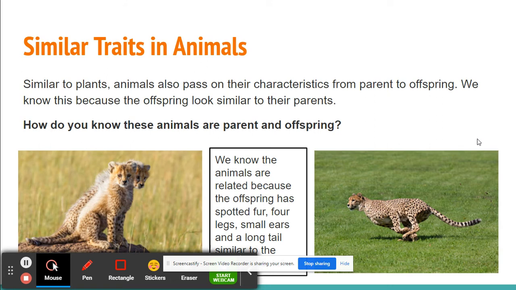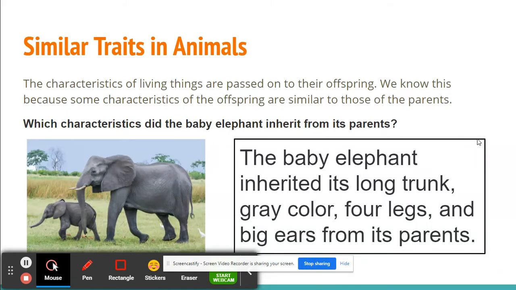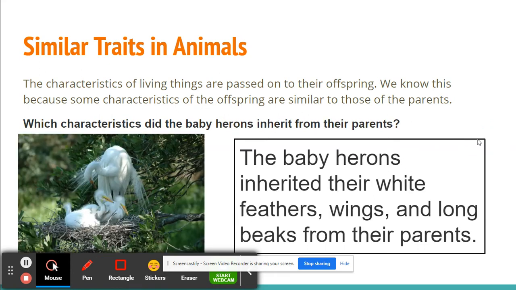How do we know these animals are parent and offspring? We know the animals are related because the offspring has spotted fur, 4 legs, small ears, and a long tail similar to the parent. Which characteristics did the baby elephant inherit from its parents? The baby elephant inherited its long trunk, gray color, 4 legs, and big ears from its parents.